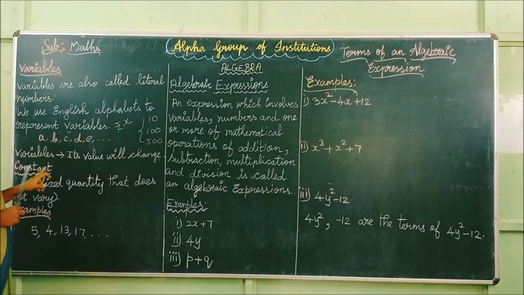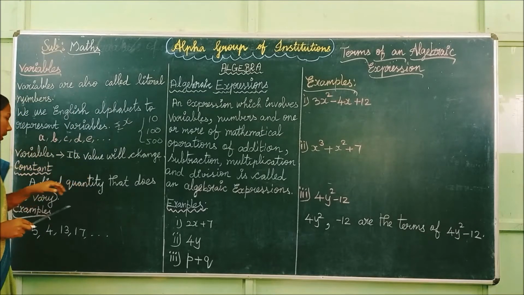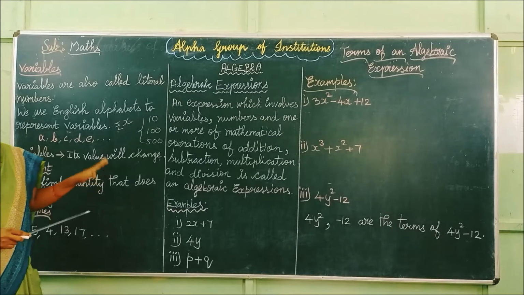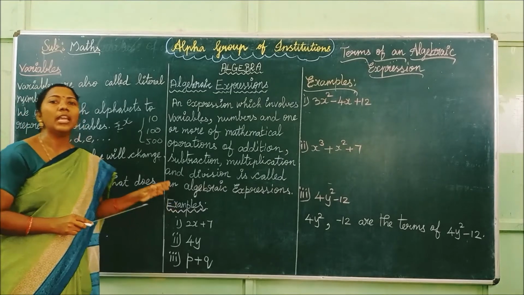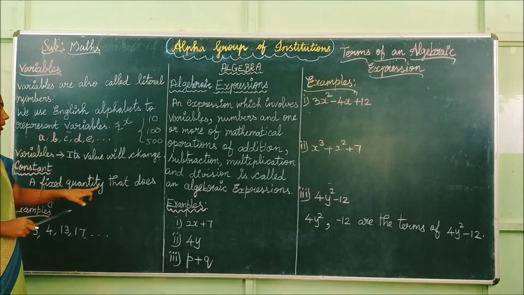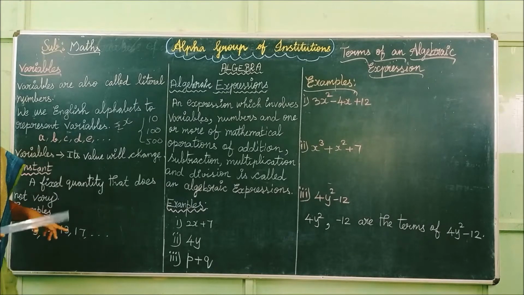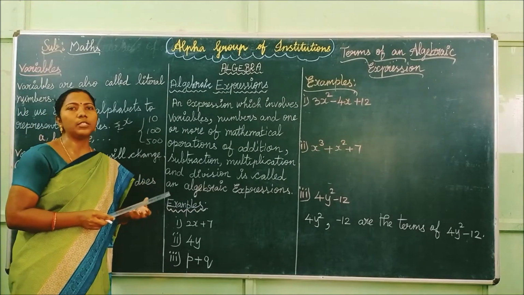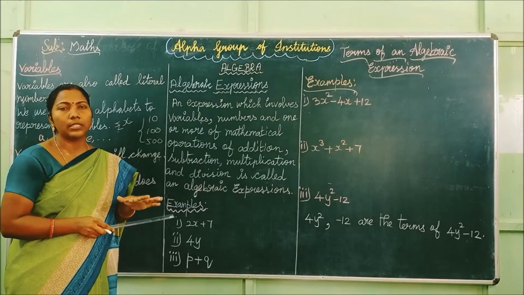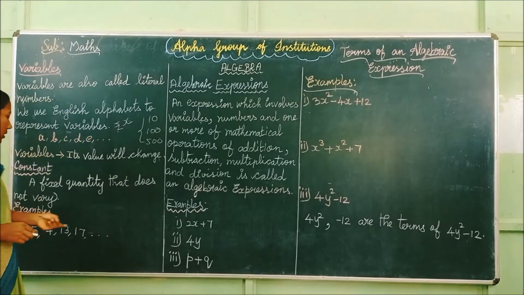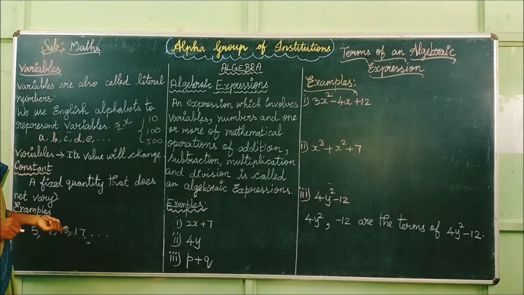Okay. Next, we are going to see about constant. What is meant by constant? A fixed quantity that does not vary. It means numbers. Numbers only are said to be constant. For example, 5, 4, 13, 17. If you go to a shop and ask for 5 apples, they give only 5 apples, not more or less than that. So constants here mean only the numbers.